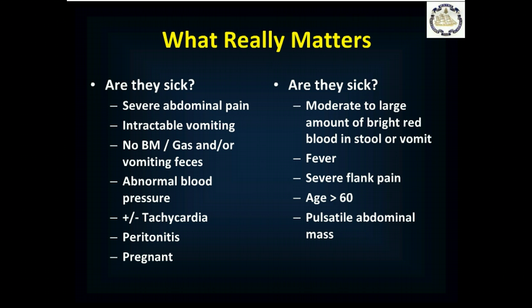Severe flank pain can be a kidney stone, and you need to sort that out. It can also be the abdominal aorta ripping and starting to leak. Anyone over 60 who's having abdominal pain, that's at least concerning enough to talk to medical control immediately and possibly for evacuation.